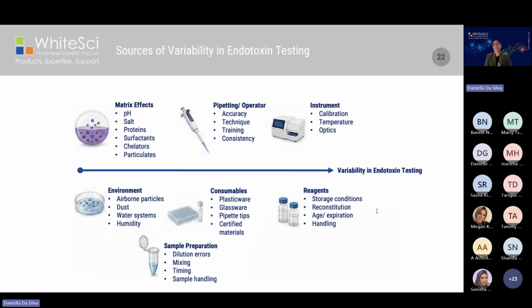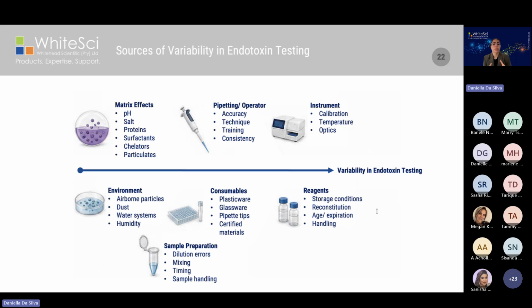One of the most common questions laboratories ask is, why do my endotoxin results sometimes vary when I don't think anything has changed? The reality is that assay chemistry is often only one part of the story. Variability can originate from multiple sources throughout your workflow. Sample matrices may contain substances that interfere with the assay. Then you have environmental factors such as airborne particles, water quality, or laboratory conditions, which can also contribute to these inconsistencies. You have operator technique, pipetting accuracy, timing, and sample handling.